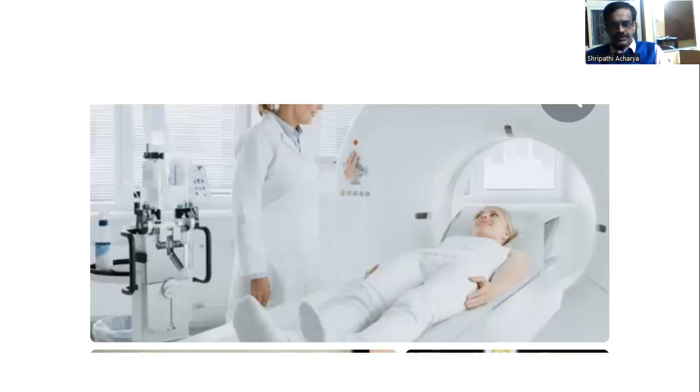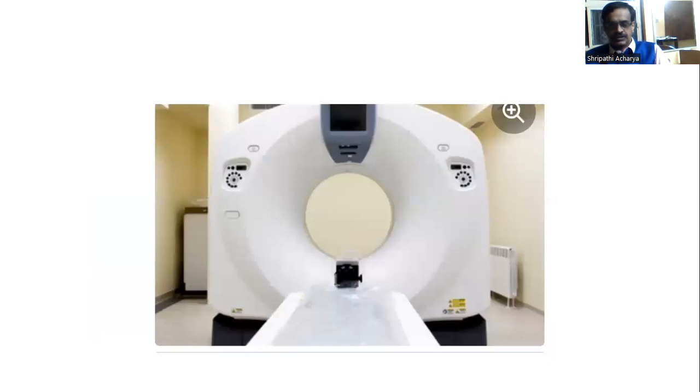You can see the patient is made to lie in the bed, and the bed itself along with the patient is introduced into the circular area, which is surrounded by detectors. This is the machine. You can see the aperture surrounded by the detectors, the bed.